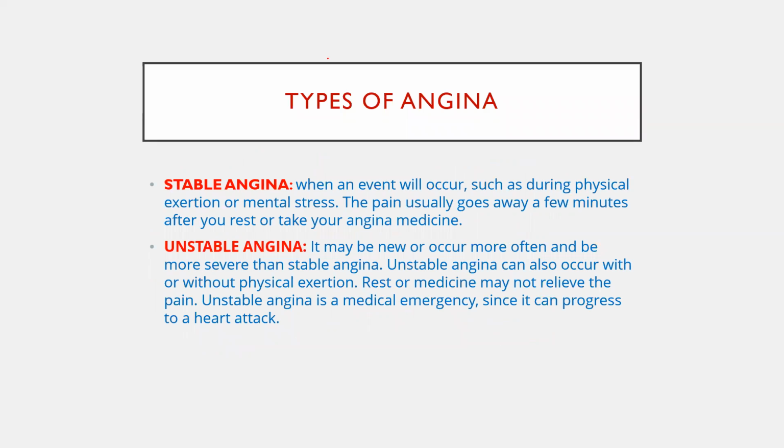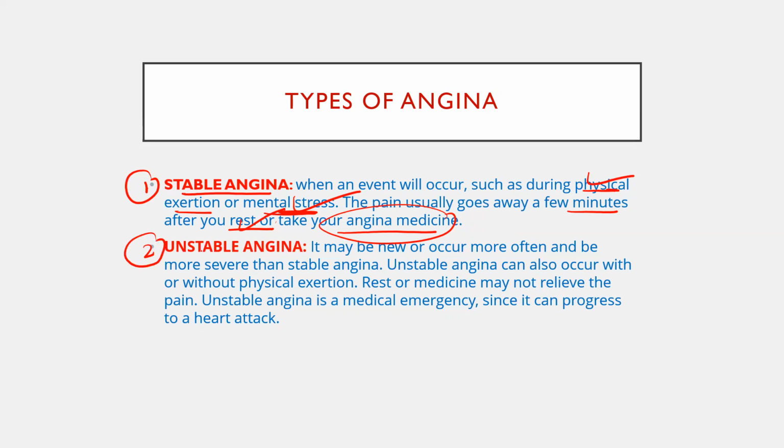Now, what are the types of angina? So, first of all, there is stable angina. In stable angina, the pain will occur during physical exertion or mental stress. The pain usually goes away a few minutes after you rest or take your angina medicine. So, in stable angina, the angina will occur due to some precipitating factor. It can occur due to physical exertion or mental stress. And when you rest or take your medications, the pain will go away.